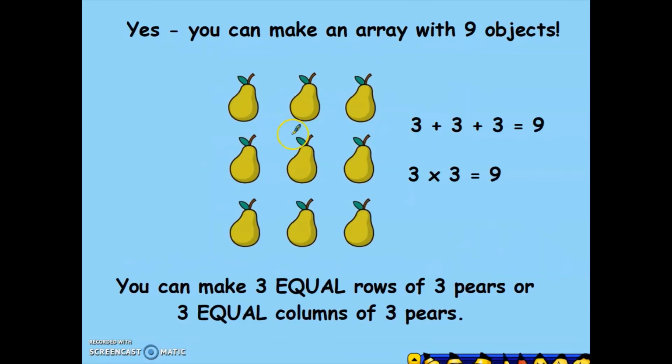But if we move the pairs around into rows of 3 and columns of 3, then it's an array. 3 add 3 add 3 equals 9, and 3 times 3 equals 9. And whichever way you write it, it's going to look the same because 3 times 3 equals 9 is the same as 3 times 3.